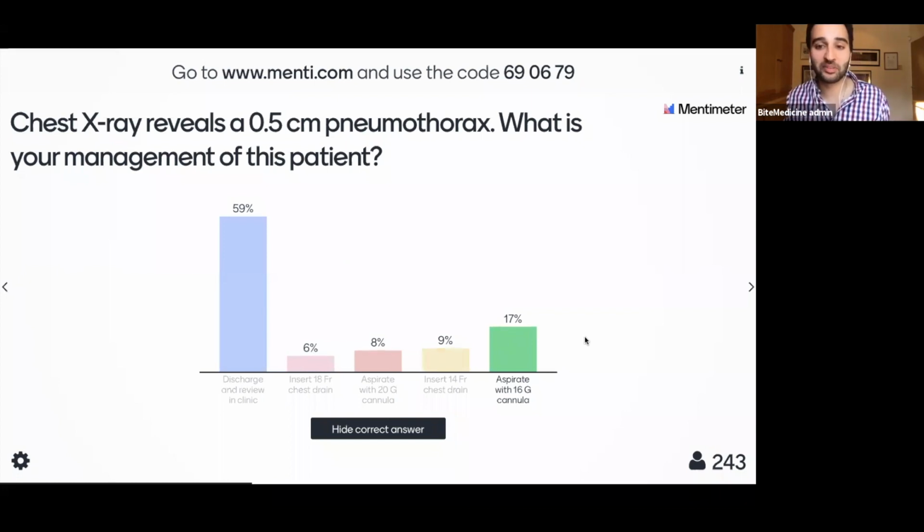Okay, 17% got it correct. We're going to go through this properly on the next slide anyway, but essentially we need to aspirate this pneumothorax. We use a gray or a green cannula, so a 16 or 18 gauge cannula. Because he's breathless, the size of the pneumothorax is essentially irrelevant. As per British Thoracic guidelines, if the patient has a primary spontaneous pneumothorax and they're breathless, you're going to need to aspirate it.